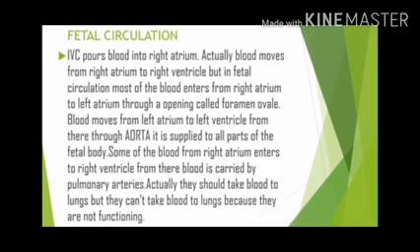Blood moves from the left atrium to the left ventricle. From there through the aorta, it is supplied to all parts of the fetal body. But some of the blood from the right atrium enters the right ventricle. From there, blood is carried by pulmonary arteries. Actually, they should take blood to the lungs, but they can't, because the lungs are not functioning, and the lungs are very resistant to receive the blood because they are not functioning at all. They are not doing the gaseous exchange function.